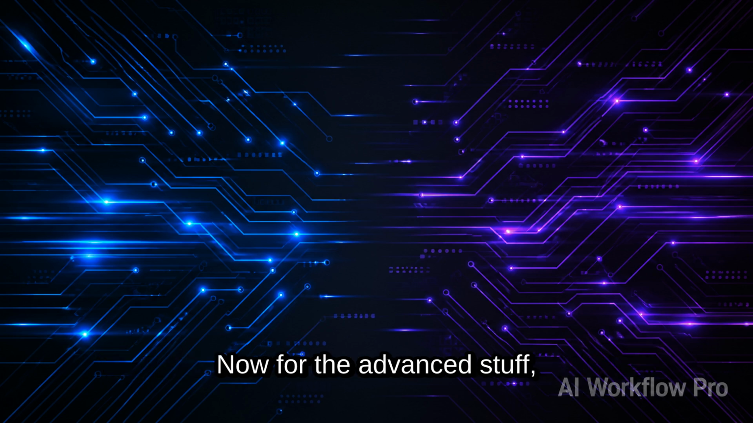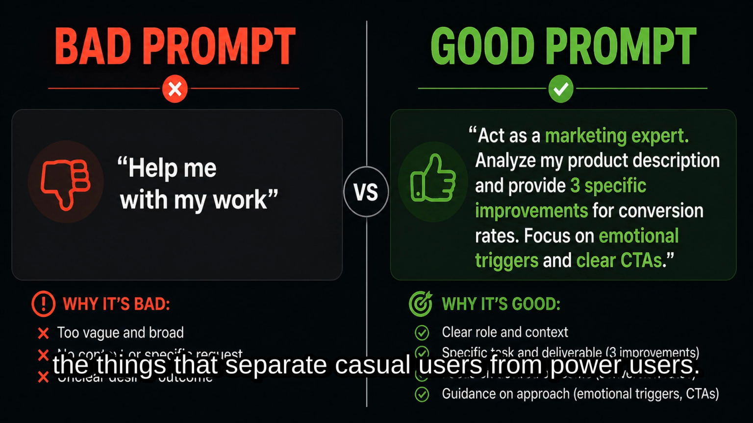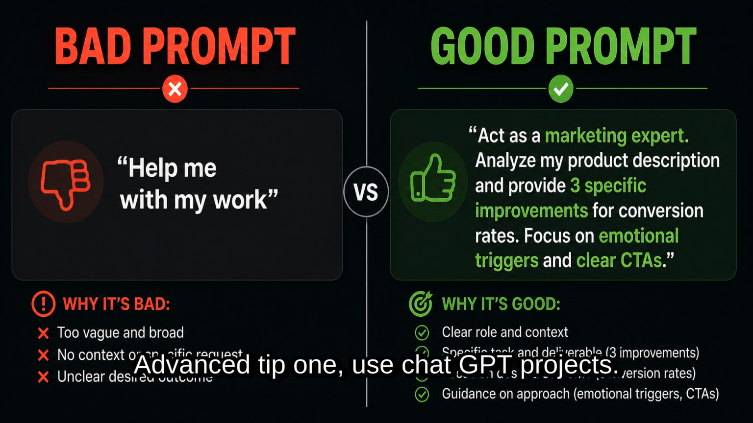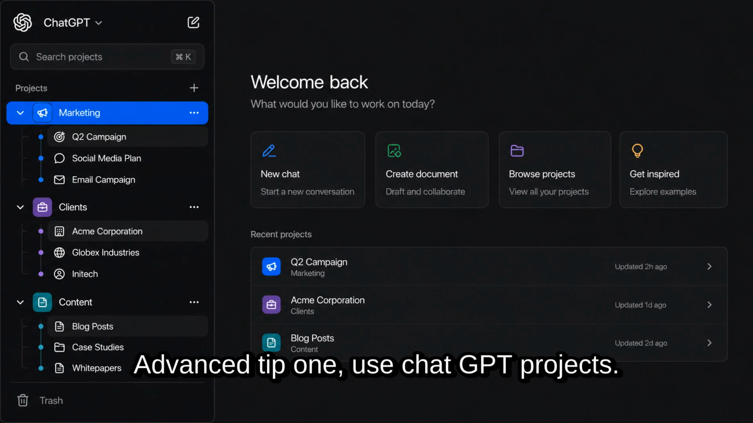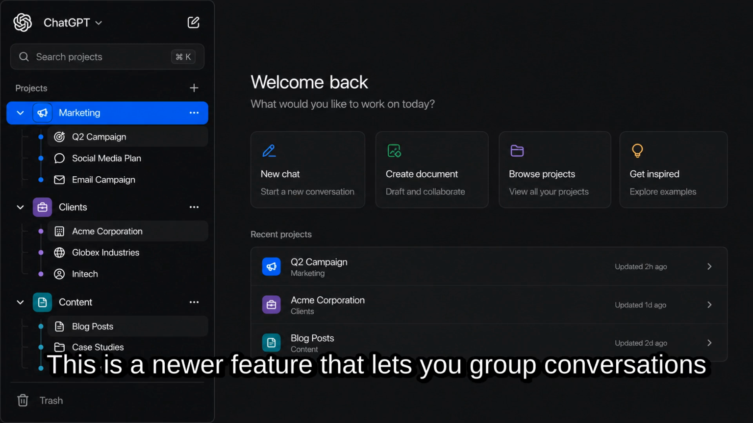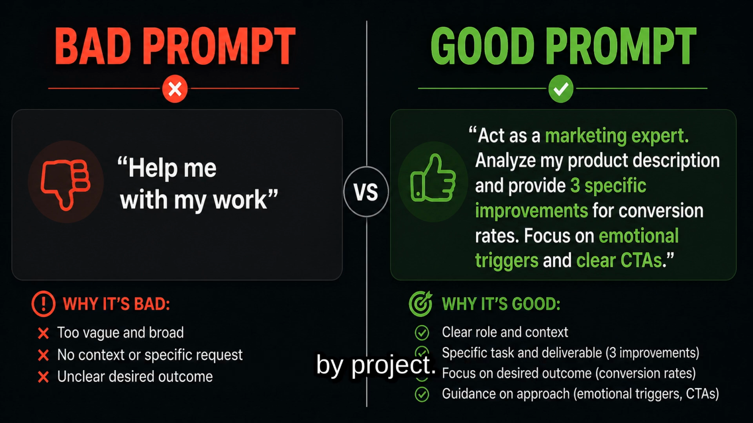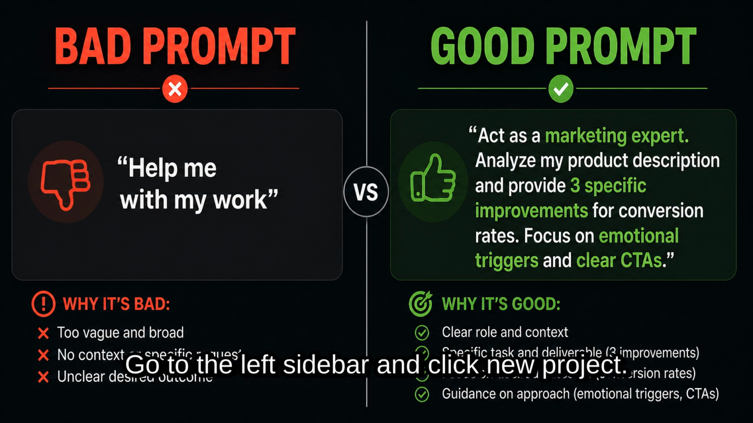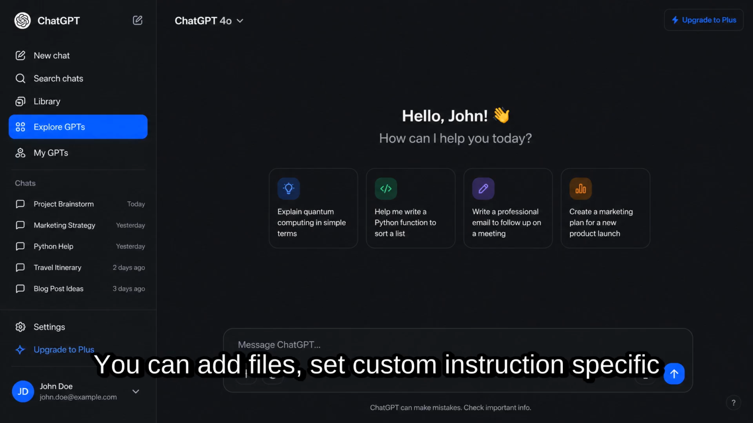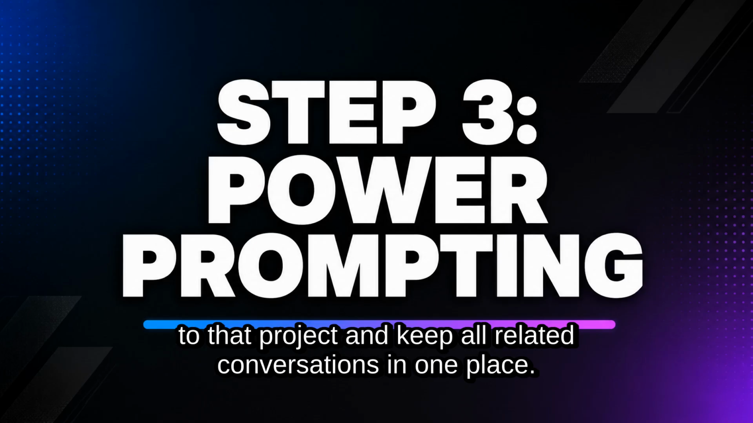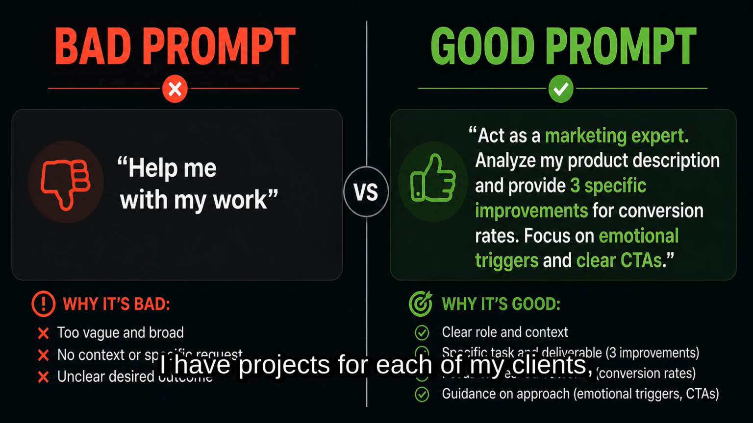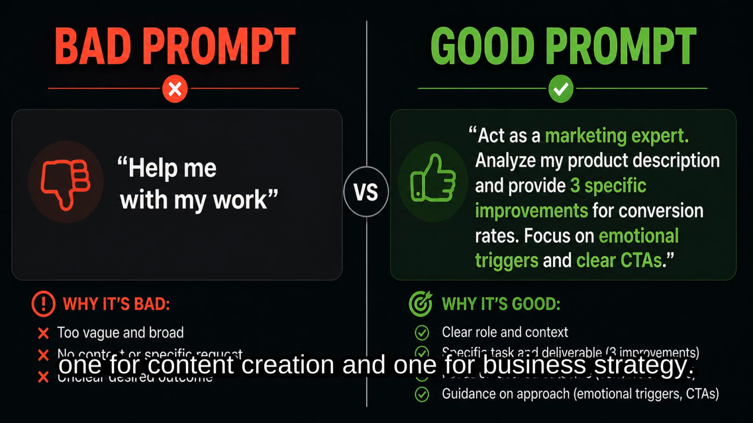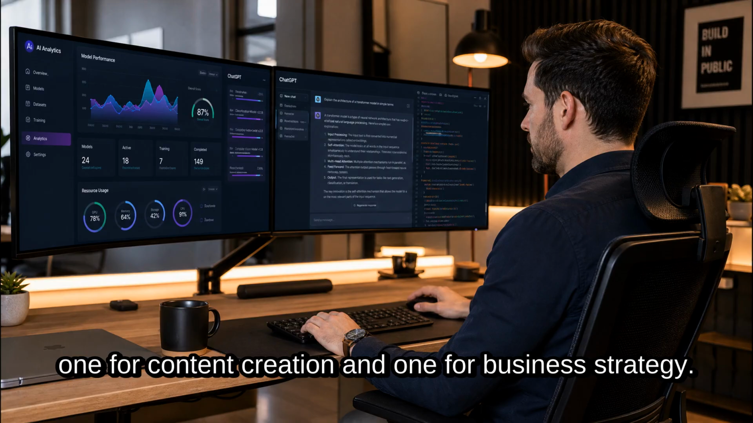Now for the advanced stuff, the things that separate casual users from power users. Advanced tip 1. Use ChatGPT projects. This is a newer feature that lets you group conversations by project. Go to the left sidebar and click New Project. You can add files, set custom instructions specific to that project, and keep all related conversations in one place. I have projects for each of my clients, one for content creation and one for business strategy.